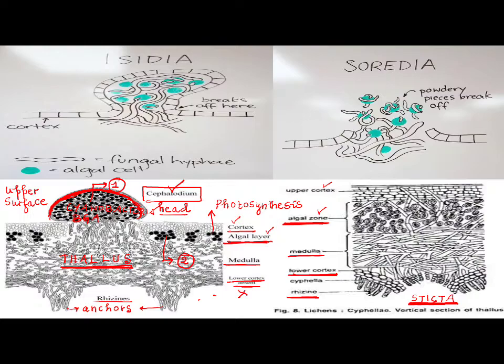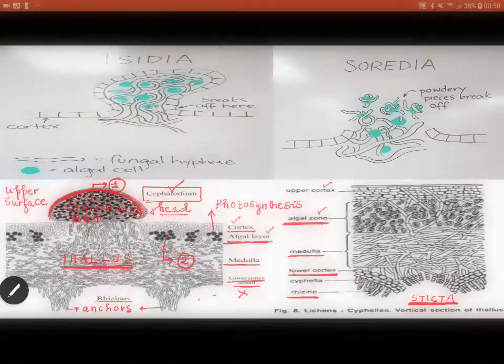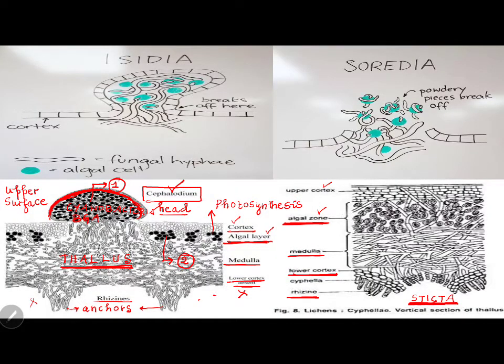Cyanobacteria also would perform photosynthesis. Algal cell also will perform photosynthesis. Got it? Special compartment, separate compartment is cephalodium. So this is meant for symbiosis, photosynthesis. So this is also not meant for respiration. Now the last structure.